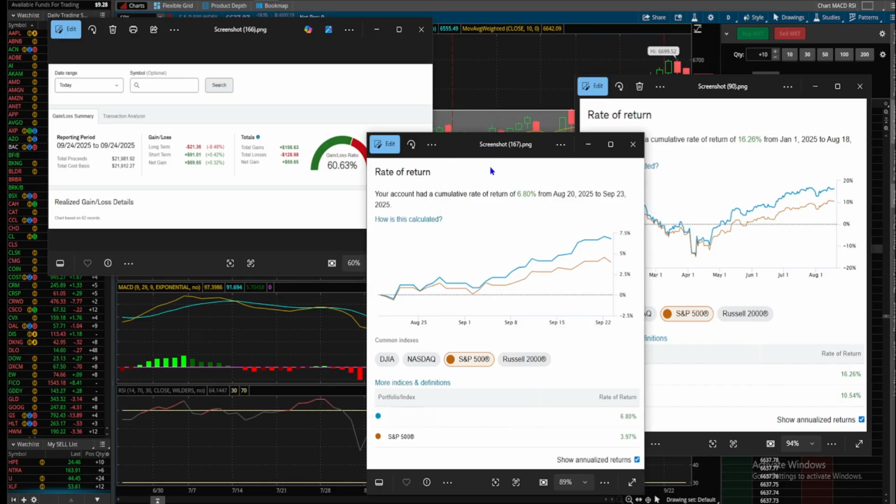Now, our portfolio balance to date, our account is sitting at 6.80% for the account that I opened on August 19th. The S&P 500 is at 3.97.